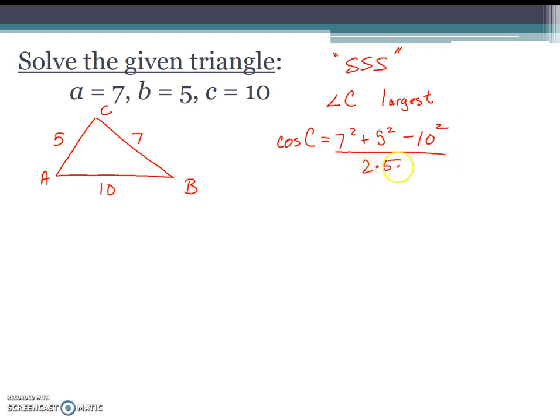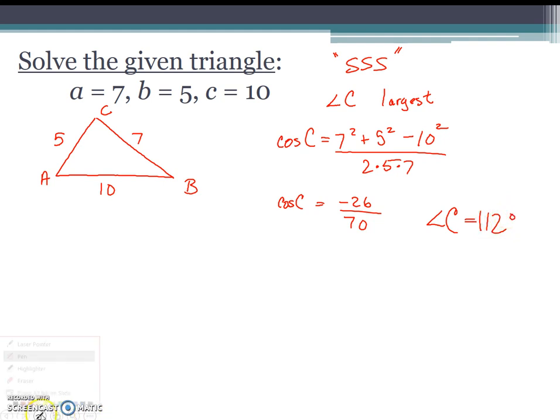And now it's just a matter of arithmetic. So you get the cosine of C is equal to negative 26 over 70. And at that point, you turn to your calculator, you do inverse cosine, and you should get angle C is 112 degrees.